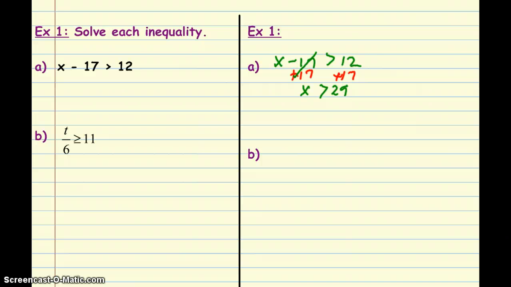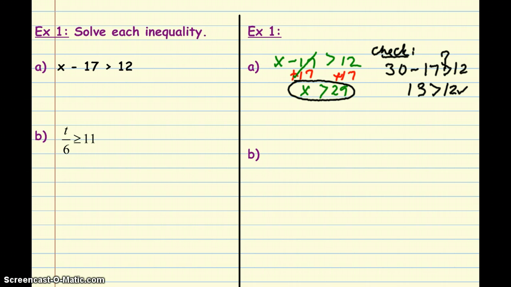Now what you can do to check this is pick a number that makes that inequality true. If I want to check it, I would put in x equal to 30. So if I do 30 minus 17, is it really greater than 12? 30 minus 17 is 13, and yes, 13 is greater than 12. So I know that x is greater than 29 is the proper solution for this problem.